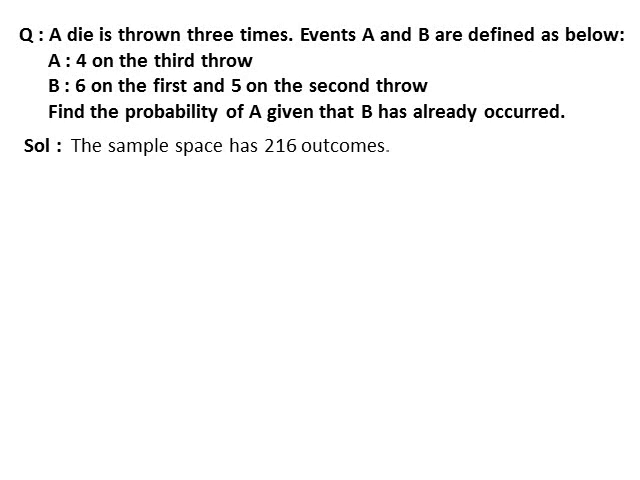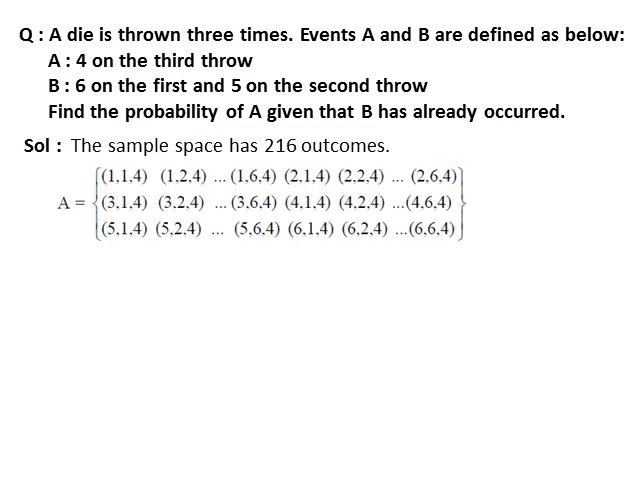Students, as the die is thrown 3 times, the sample space contains 216 outcomes. Let's write the favorable outcomes of A. Event A is that the die shows 4 on the third throw. So favorable outcomes are 1, 1, 4; 1, 2, 4; 1, 3, 4 and so on.